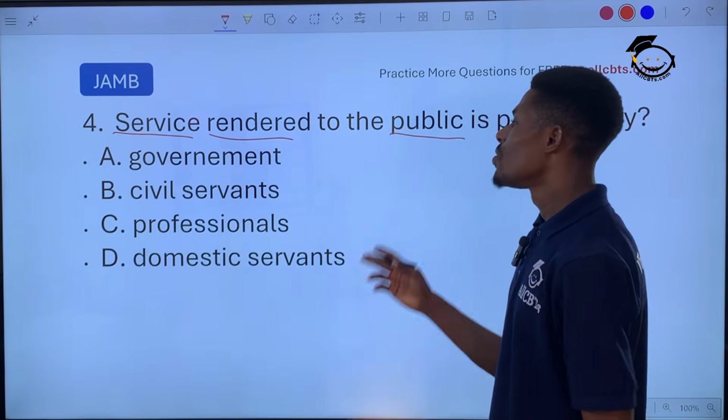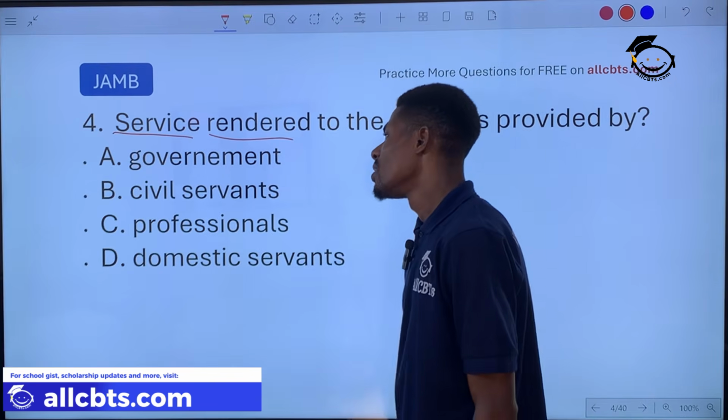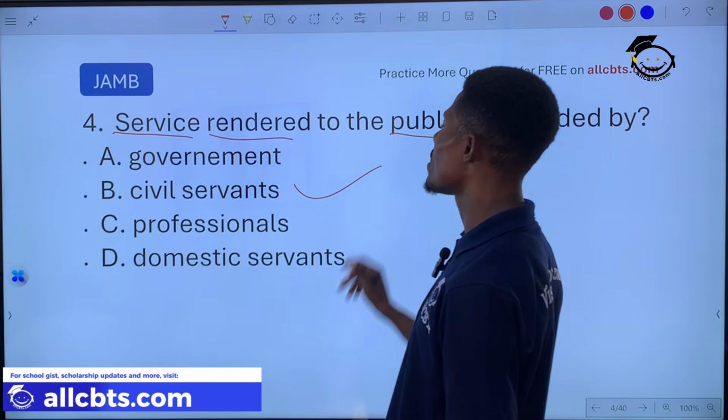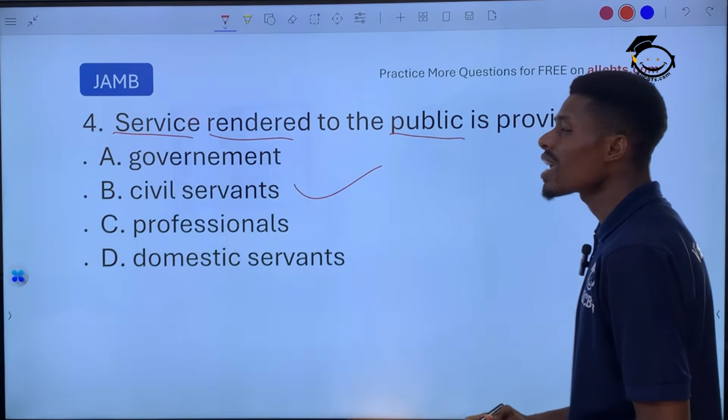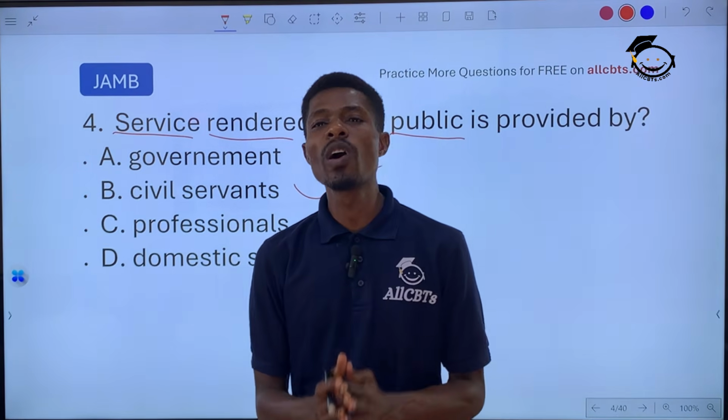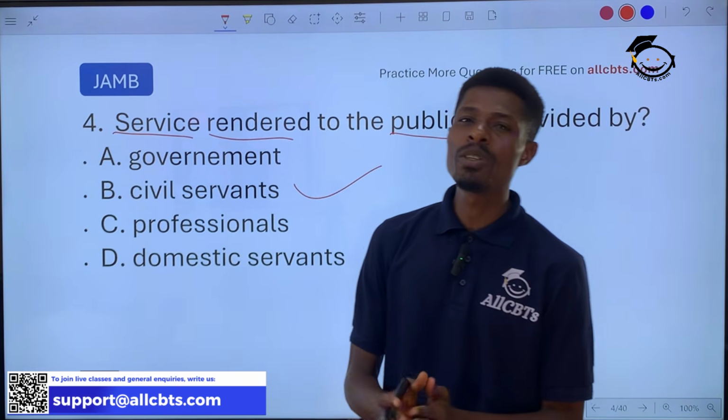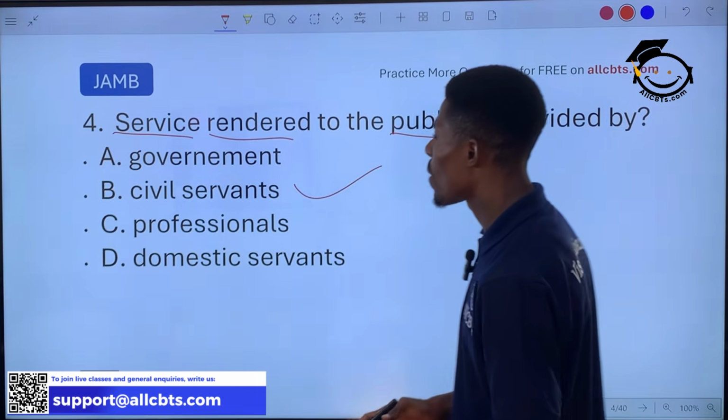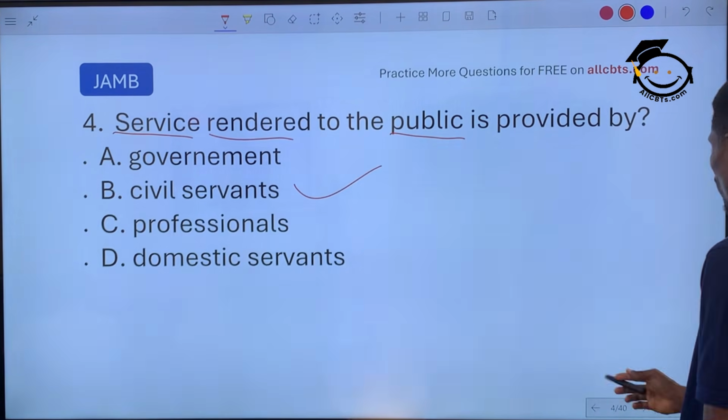All right. Option B, civil servants. So the correct answer is civil servants. Civil servants are people employed by the government to carry out administrative and social services. So our answer is what? Option B, civil servants.